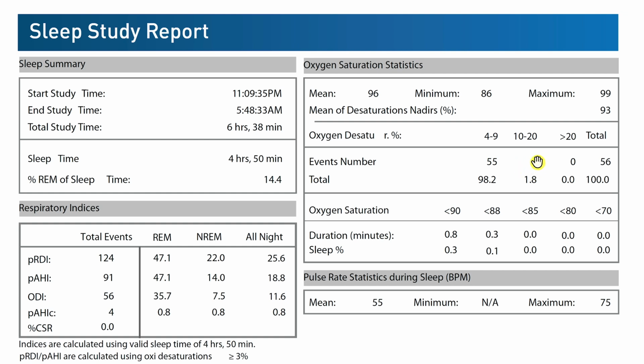There was one time that it dropped between 10 and 20%. So we don't know unless we look at the raw data, right? This could be 11% or it could be 20%. And then 0 times it dropped over 20%. Well, that's good. And then here's the total, pretty obvious.